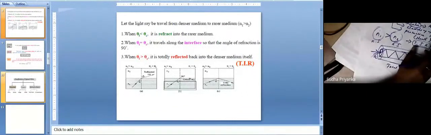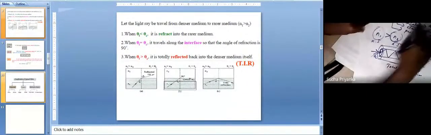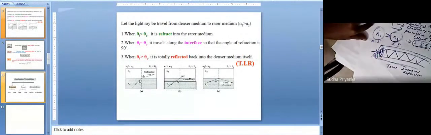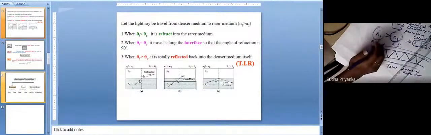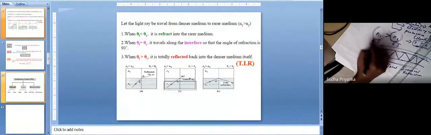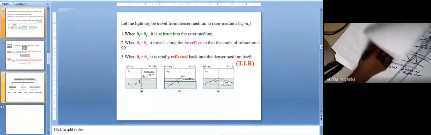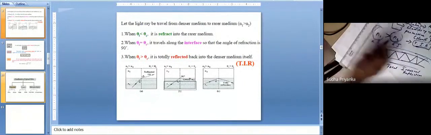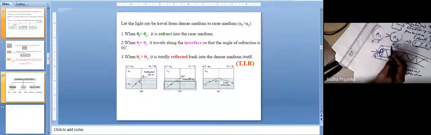And another condition is that the light ray should travel from a denser medium to a rarer medium. What do you mean by denser medium? What do you mean by rarer medium? Here, a denser medium is nothing but the medium which has the higher refractive index. A rarer medium is the medium which has a lower refractive index. Denser means it will have the maximum refractive index; rarer means somewhat lower in value. So light should travel from the denser medium to the rarer medium.